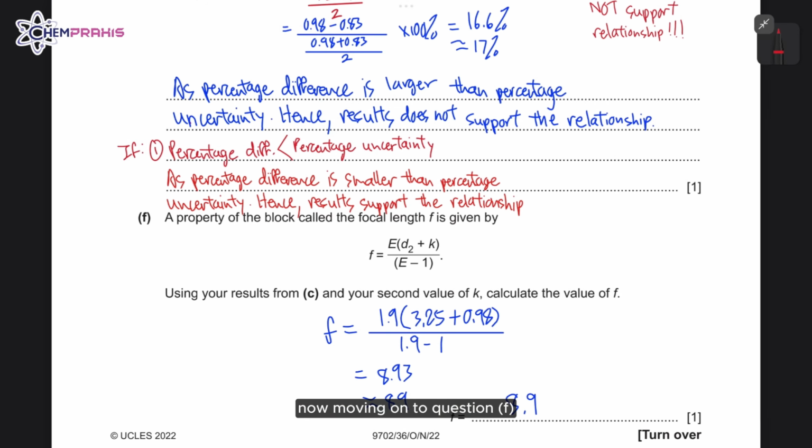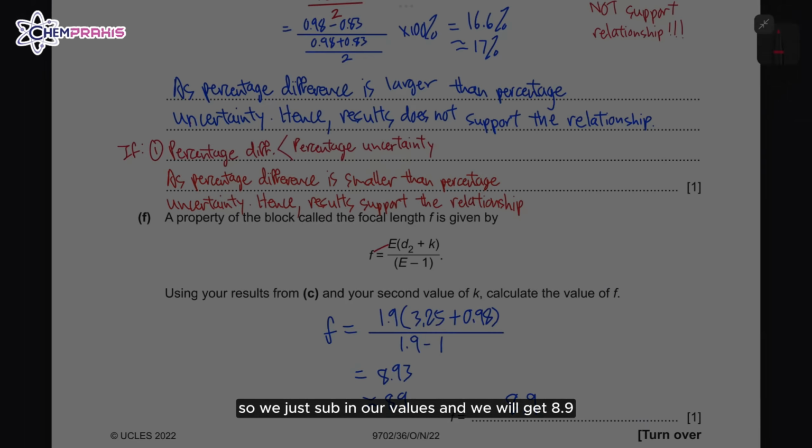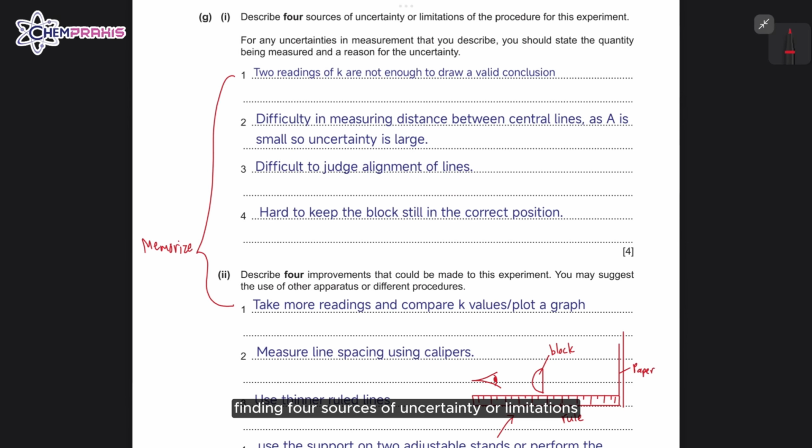Now moving on to question F, a property of the block called the focal length F is given by this equation. Using our results from C and our second value of K, calculate the value of F. So we just sub in our values and we will get 8.9. Now for our final question, which is finding 4 sources of uncertainty or limitations and their corresponding improvements. Always remember that all the uncertainties that you will need to identify are the ones that you will encounter when trying to take measurements. Now you may pause the video to think and write down the possible uncertainties and improvements for this experiment.